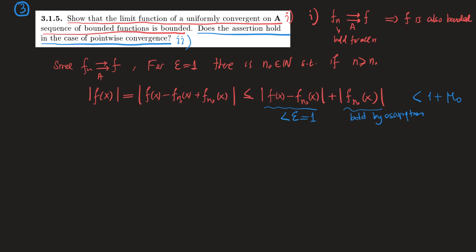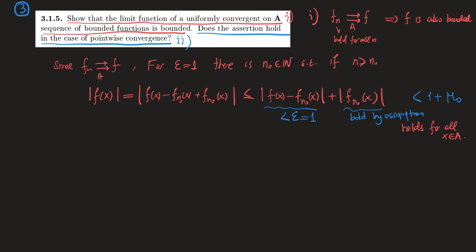So this holds for all x in A. It means that our limit function f(x) is less than some fixed constant for any x in the domain A. Okay, so this part is finished.